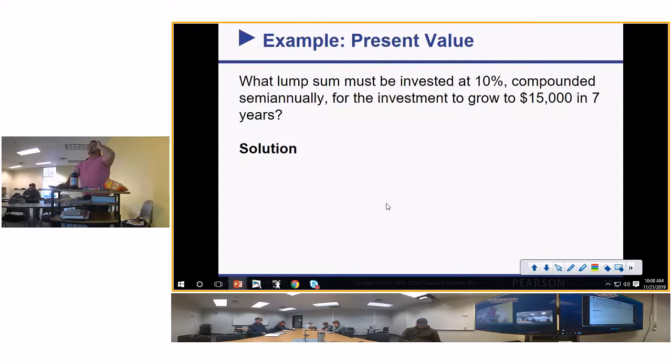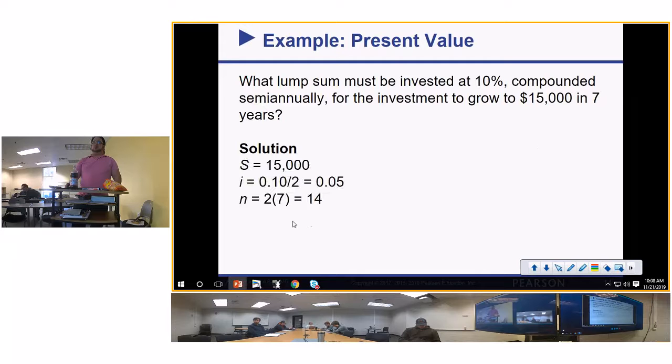What lump sum must be invested at 10% interest, compounded semi-annually? So that means N is equal to 2, for the investment to grow to $15,000 in 7 years. So the formula, I'm not going to write it. There's the information. There we go.